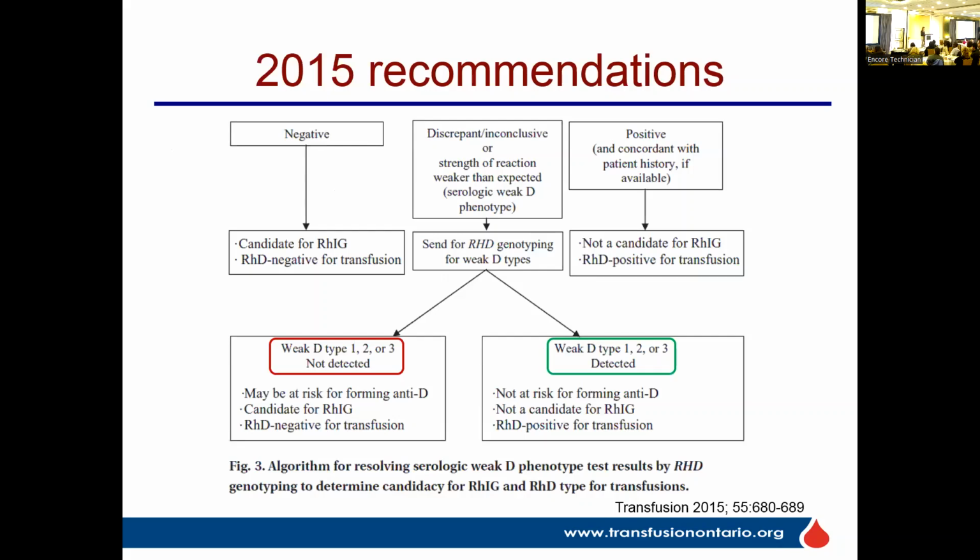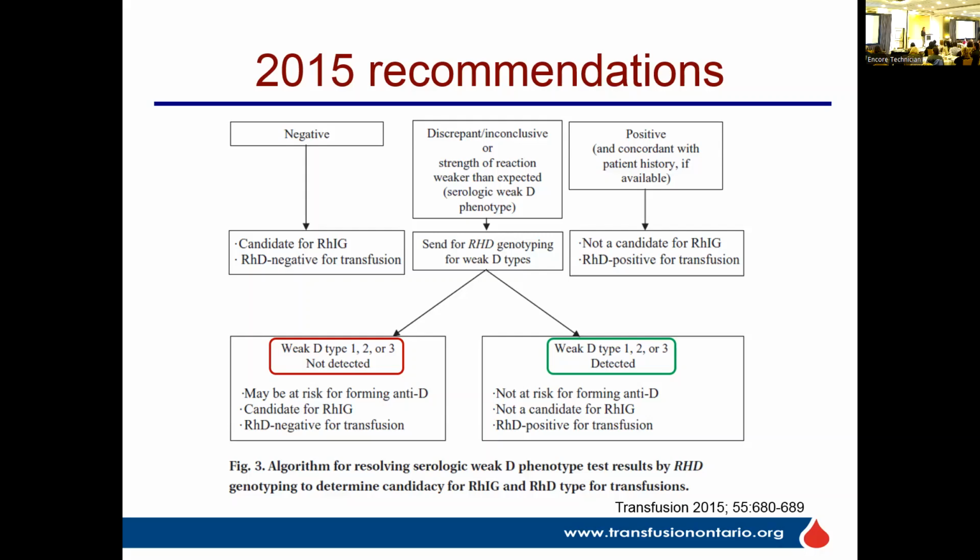At the same time, they published an algorithm. So basically, I will walk through and explain it. If you're D negative by tube testing or immediate spin, you're a candidate for RhIG, and you should be considered as RhD negative. On the other hand, if you have a clear positive reaction, 3+ or 4+, you should be considered as RhD positive, and you would not need RhIG during your pregnancy. However, if you have a discrepant or inconclusive strength of reaction, then your sample should be sent for RhD genotyping. If your genotype reveals that you're type 1, 2, or 3, the green box, you're not at risk of forming an anti-D, you're not a candidate for RhIG, and you can be safely transfused with RhD positive red blood cells. On the other hand, if your genotype reveals that you're something other than type 1, 2, or 3, you should be managed as an RhD negative patient.